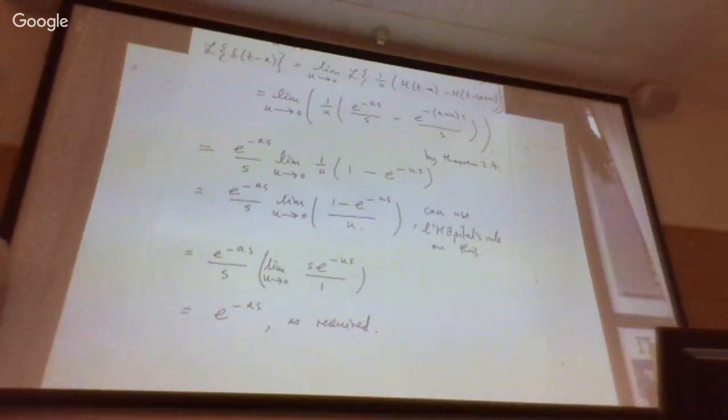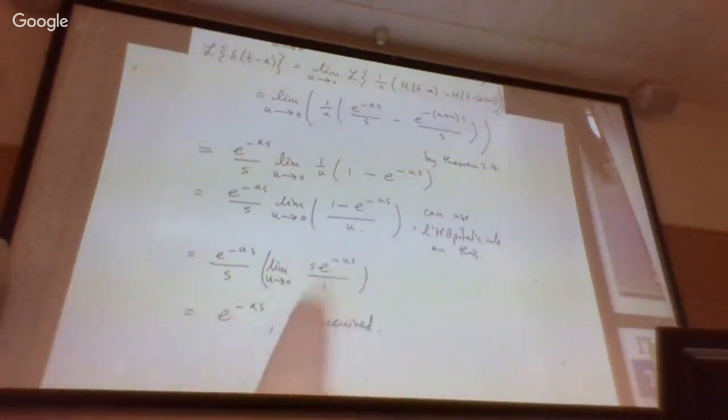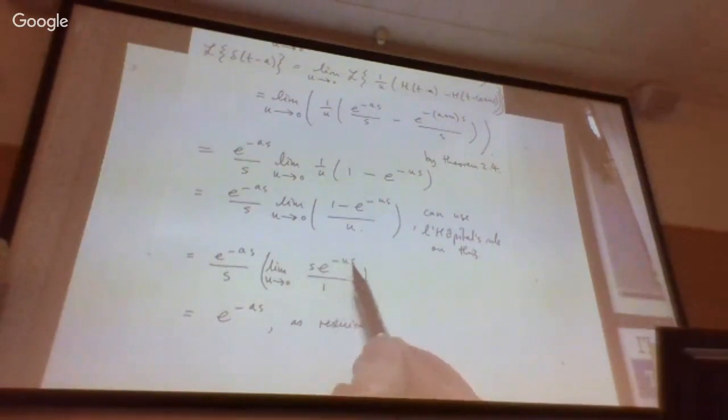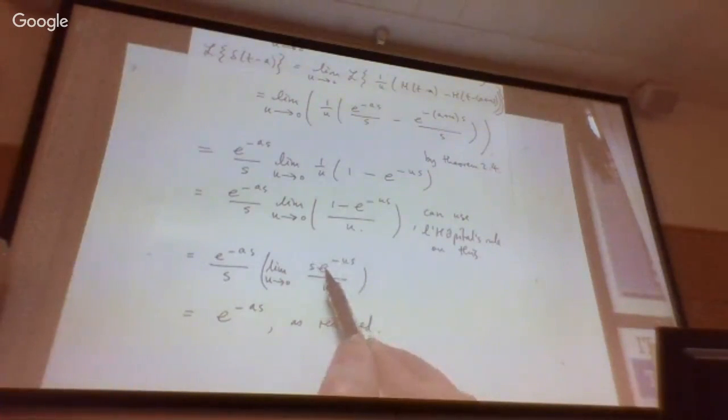Is that okay? Any queries? Yes. Questions? Which, here to here or here to the last one? Yeah, the last one. So I've got a limit of something. Limit as u goes to 0, and I can just evaluate that by substituting the limiting value u equals 0. So when you do that, you've got e to the minus 0s. So you just get e to the 0, 1. So you've just got s as the limit, and that cancels with that one to leave you e to the minus as. Yeah.